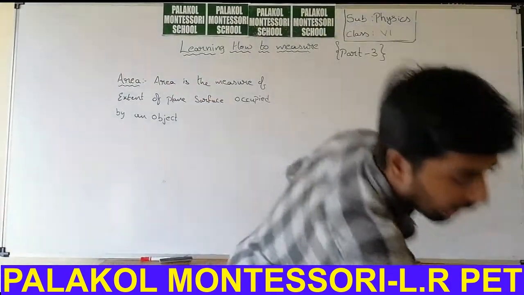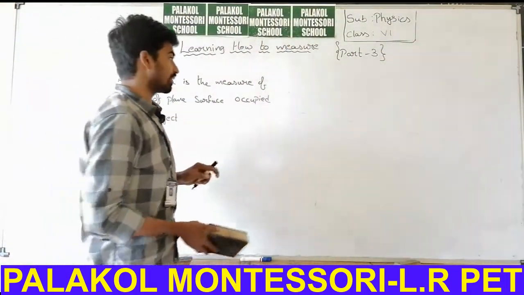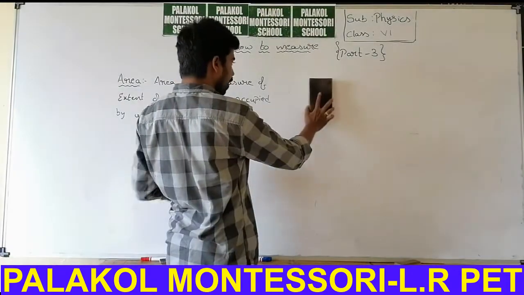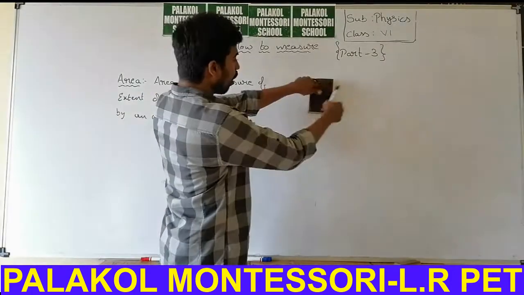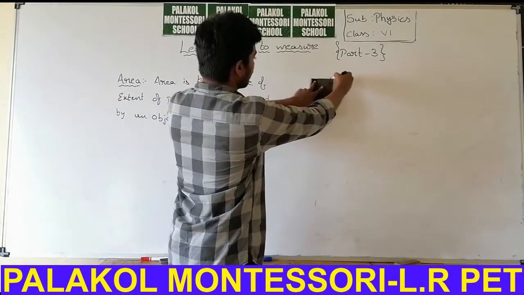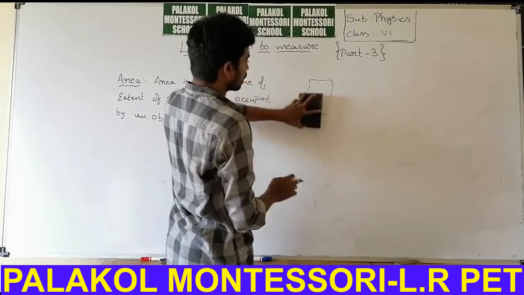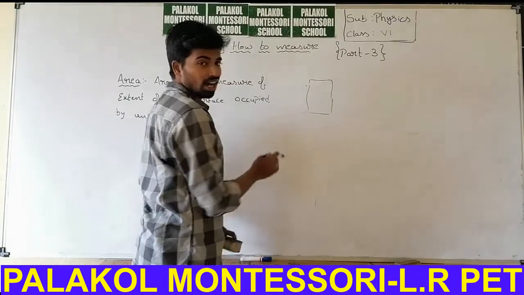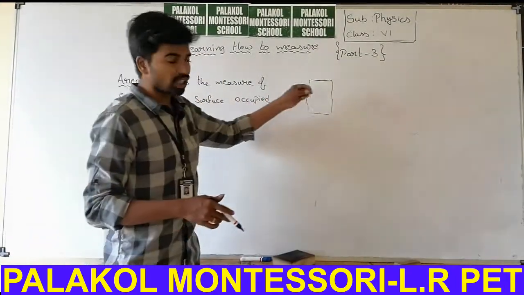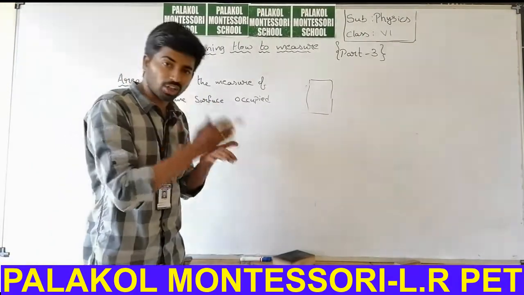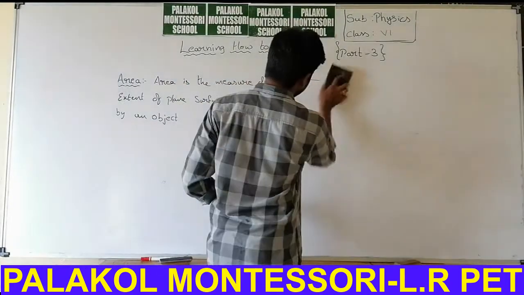For example, I have considered an object. If you place this object on a plane, it will occupy some place. What is the place occupied by this object? This is the place occupied by this object, so we will call this the area of this object. So area is the measure of space occupied by an object on a plane surface.